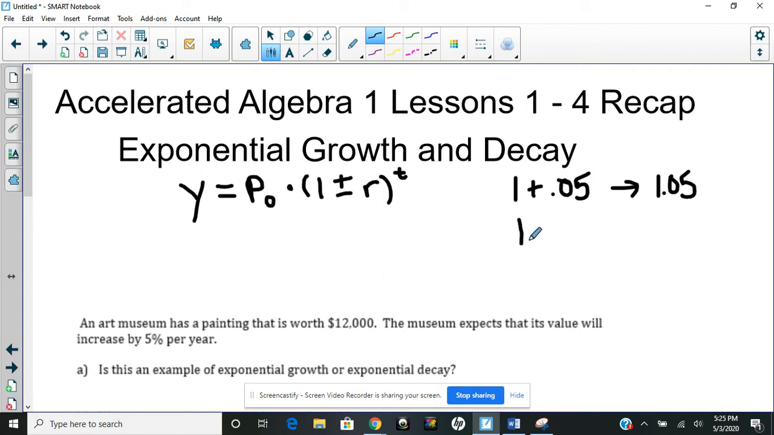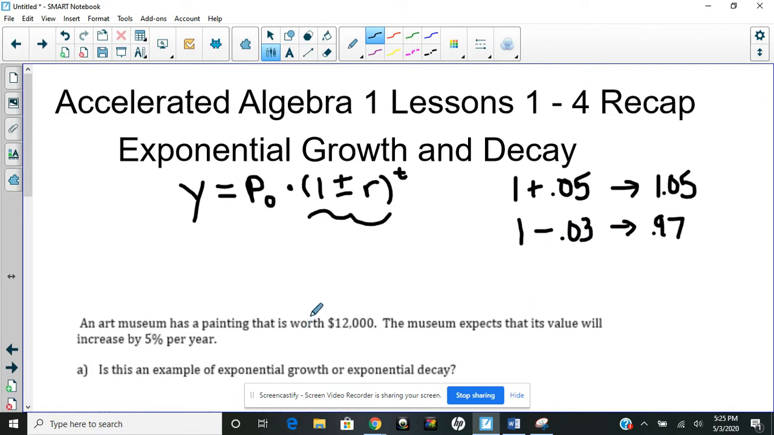The same thing happens with like 1 minus 0.03 or anything really. They might just write that as 0.97. So if you see 0.97, that's a decay because they had to subtract in order to get that number. You might see a problem and they'll say, is this growth or decay? The way to do that is to look at what was inside the parentheses. If it's greater than 1, it was growth because they had to add to get there. If it's less than 1, it's decay because they had to subtract it.